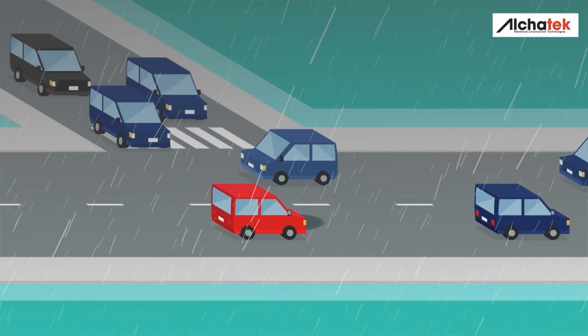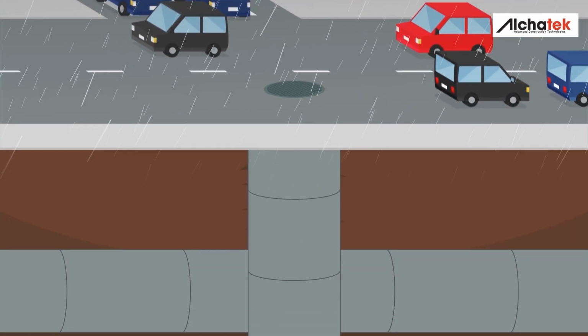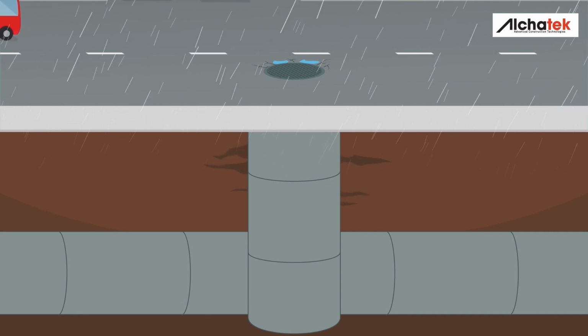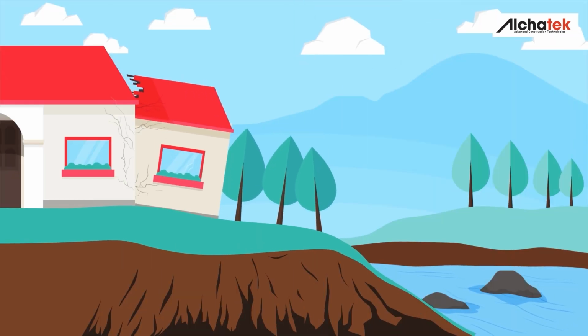Eroding soil can create sinkholes under roads and damage existing infrastructure. In some cases, this erosion is caused by water leaking into pipes and manholes and carrying soil with it. Regardless of the cause, loose soil will result in structural damage over time.